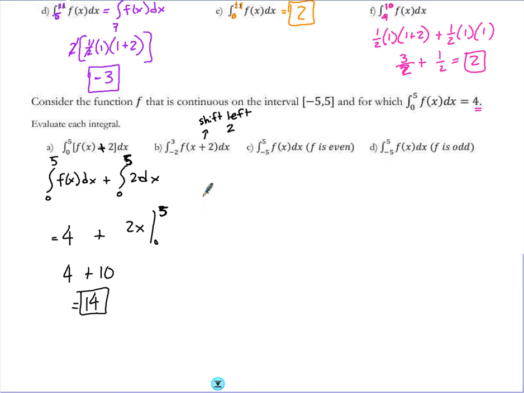So what I can do with this integrand from 3 to -2 is, rather than moving it to the left 2, I'm going to move it back to the right by subtracting 2 from this independent variable, and therefore adding 2 to my integral. So I am shifted 2, but I'm going to move it back to the right 2 so it matches the given information that I have. So 3 plus 2 is 5, -2 plus 2 is 0, of f of x dx. So this function is going to have an area under the curve equal to 4.